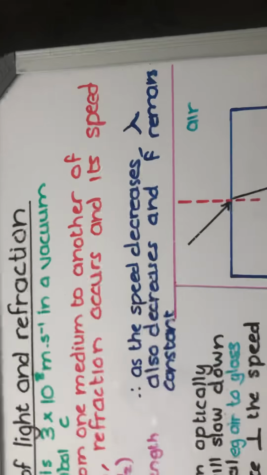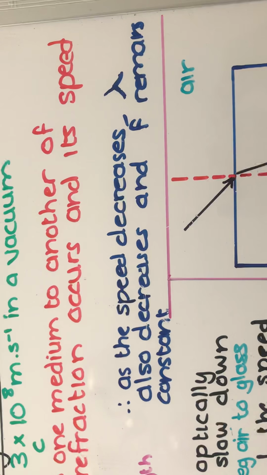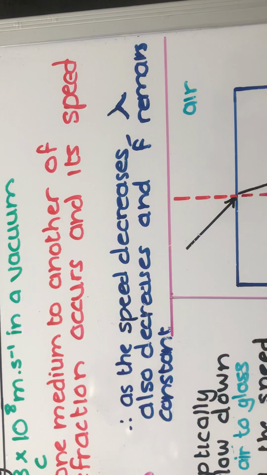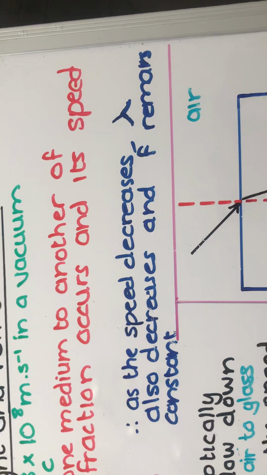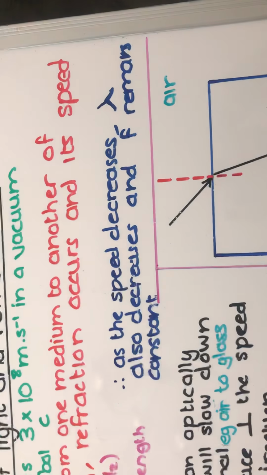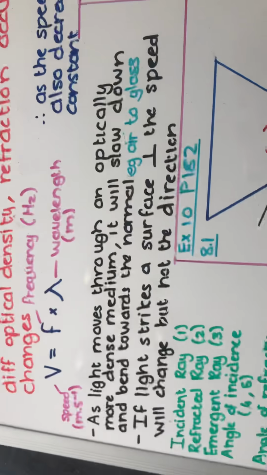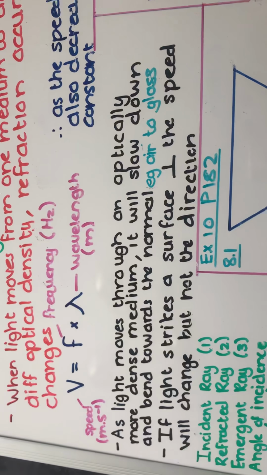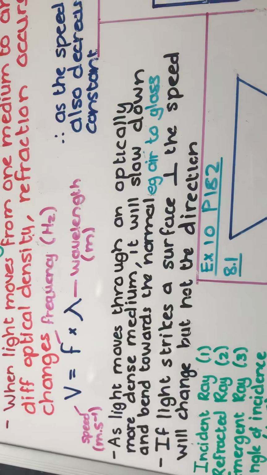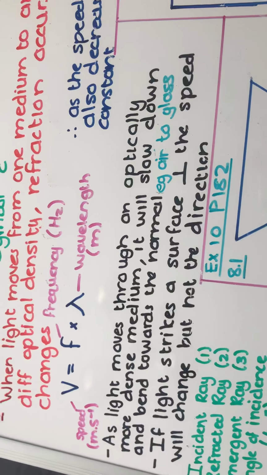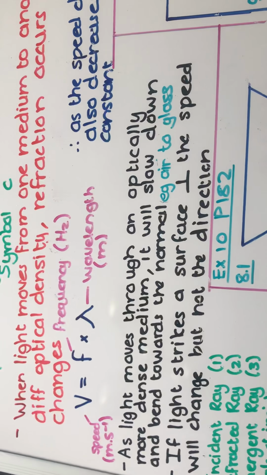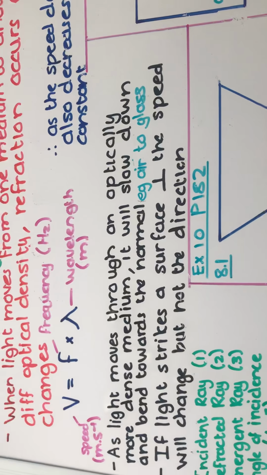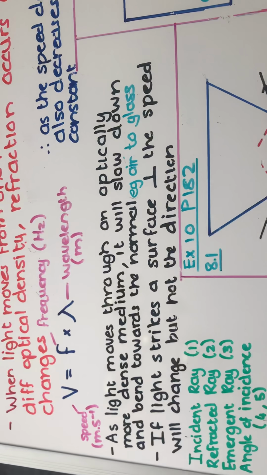So as the speed decreases, the wavelength also decreases and f remains constant, because frequency depends on the color of the wave. As light moves through an optically more dense medium, it will slow down and bend towards the normal. For example, when light moves from air to glass. If light strikes a surface perpendicularly, the speed will change, but not the direction.